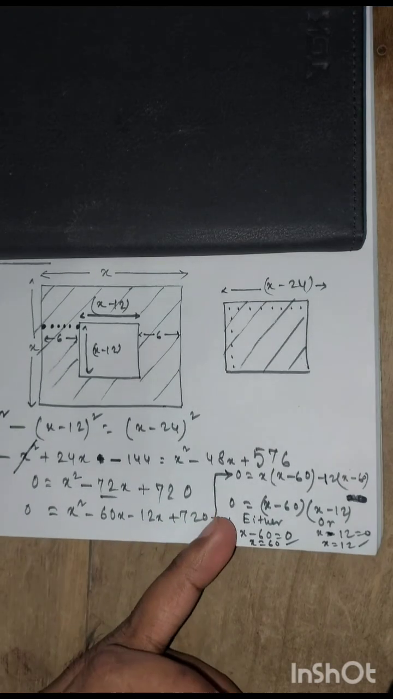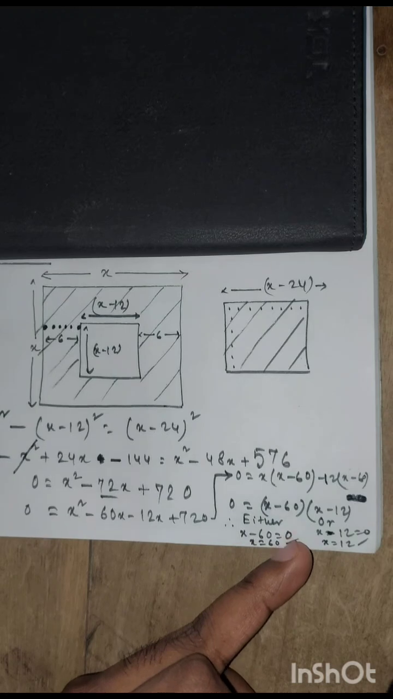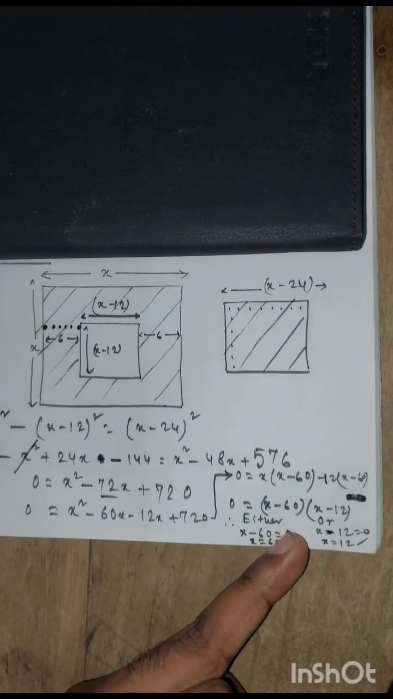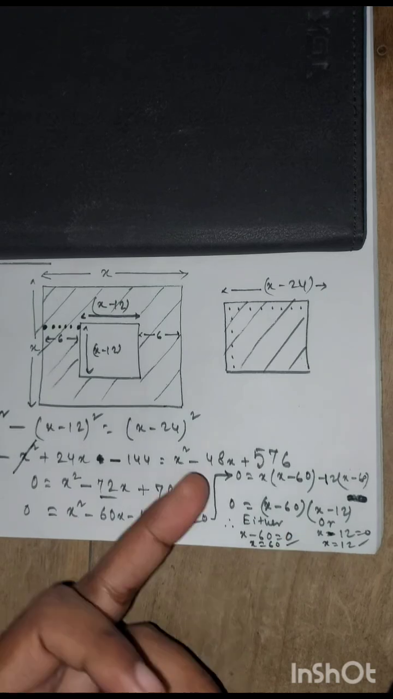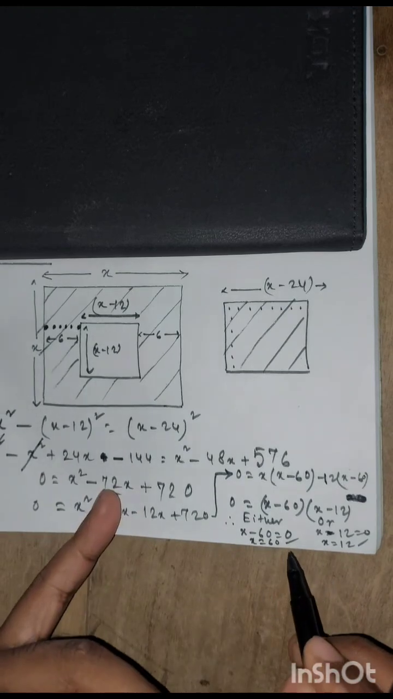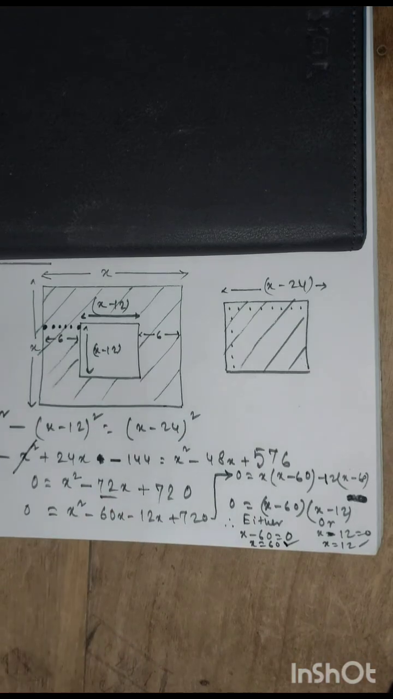Now x cannot be 12, x should be greater than 12. So we will take this value, that is x should be 60. So the number of students in our first row should be 60.